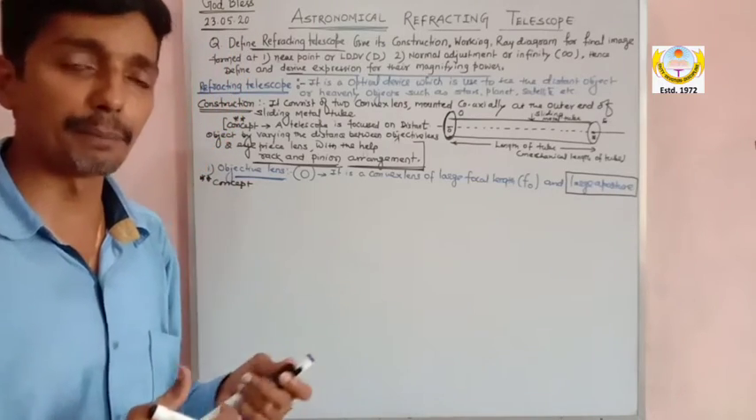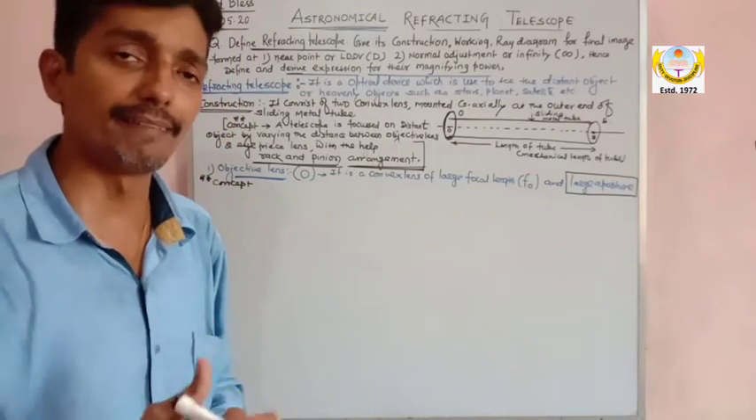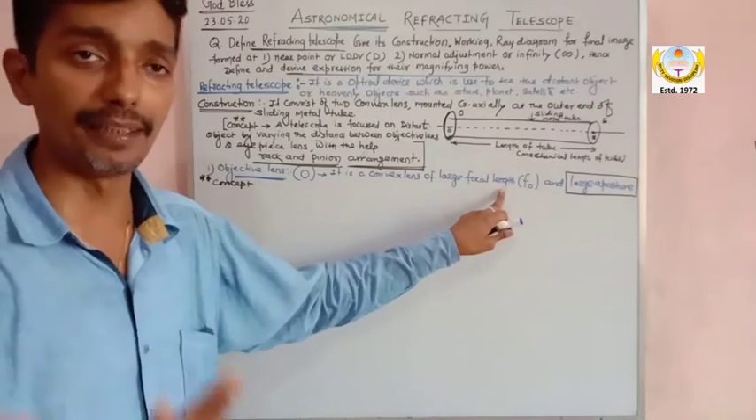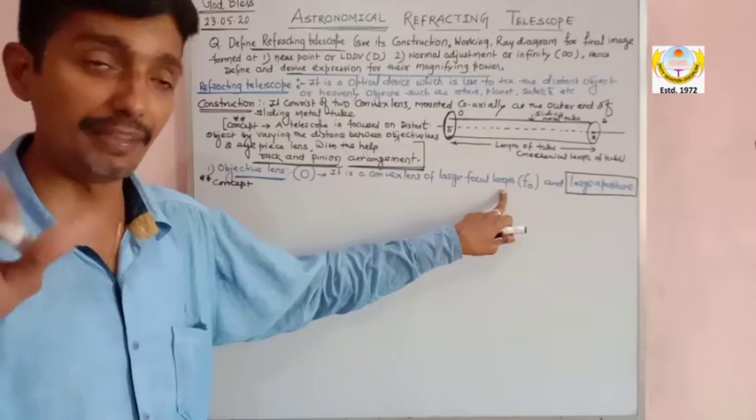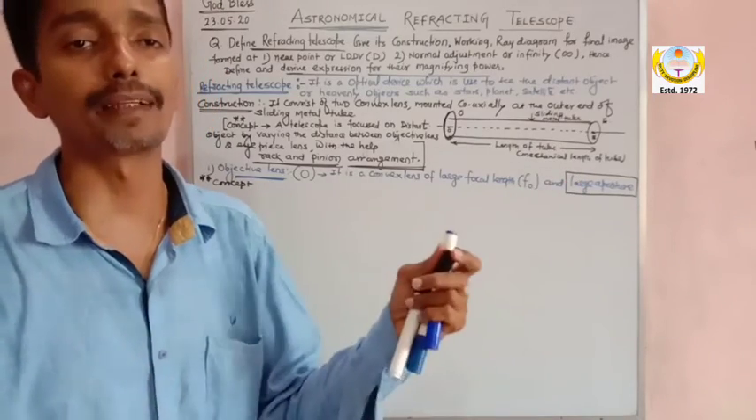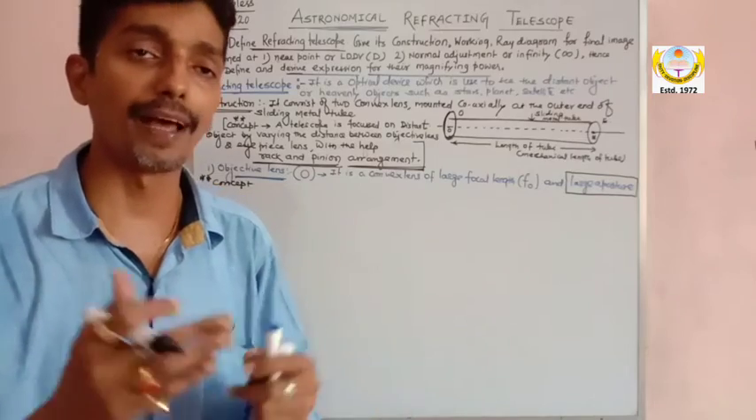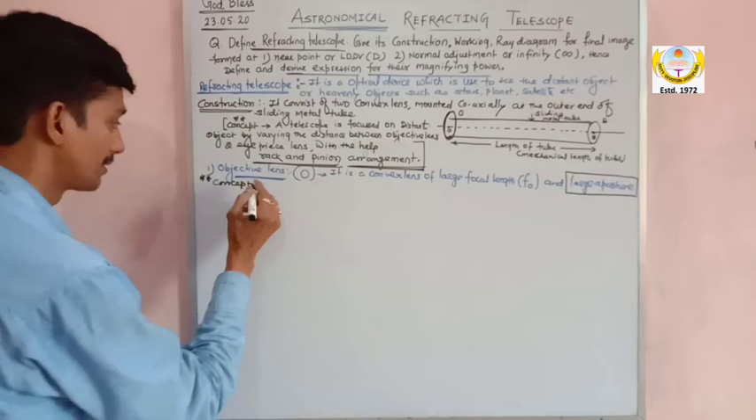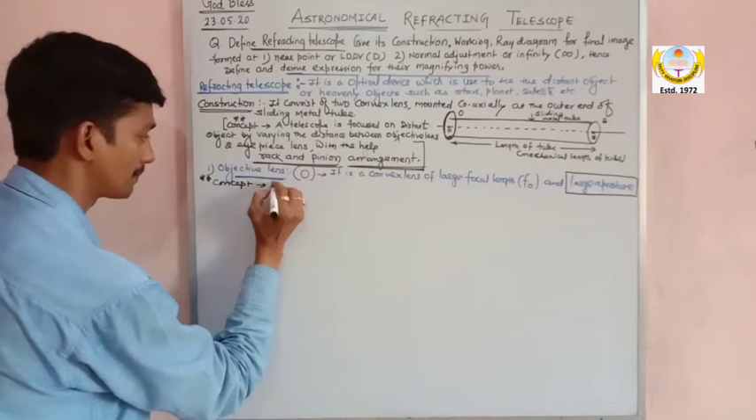Now, second point, my dear, the convex objective lens, no doubt, has a very large focal length compared to the eyepiece. FO is greater than FE, and it has a large aperture. Now, the concept here: what happens if the objective lens has a large aperture? What will it help us with? So, my dear, here is the concept.